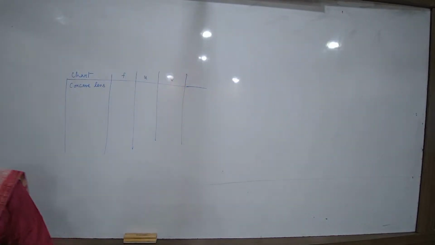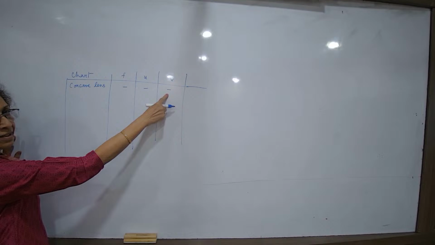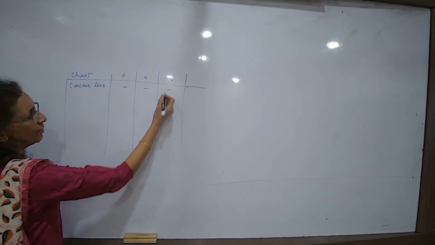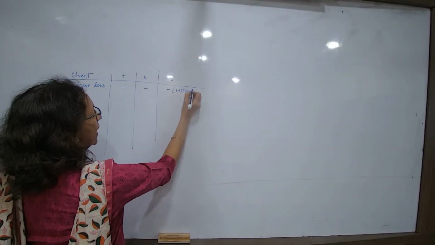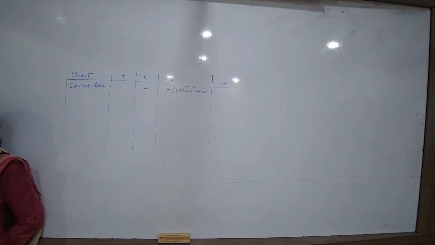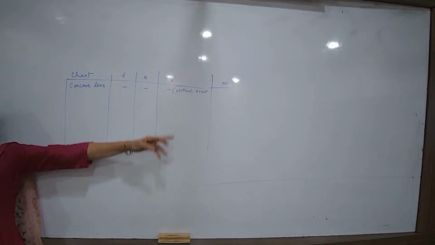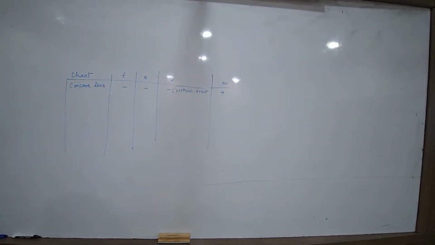Come on, fill it up. What should you do? Minus. Okay. What type of image? Virtual. Very good. So we make this a bigger column and also write down the nature. Virtual and, we'll write one more. Magnification is positive, v upon u. This is negative, this is negative, so positive. Check. It's easy, quick.